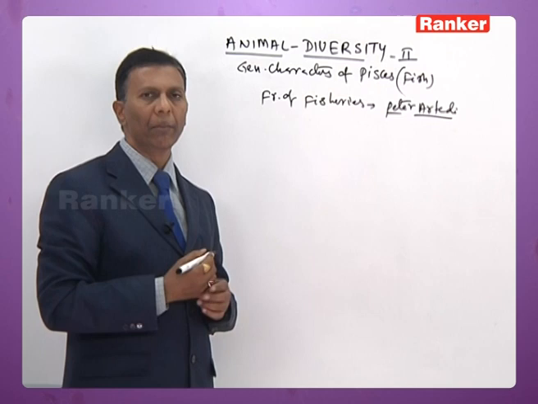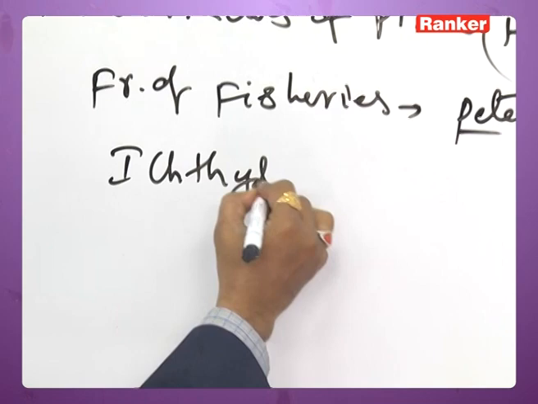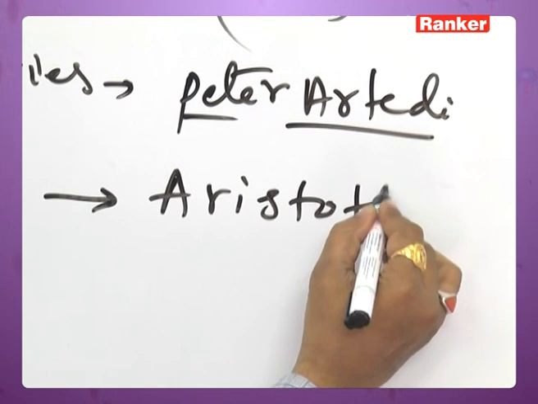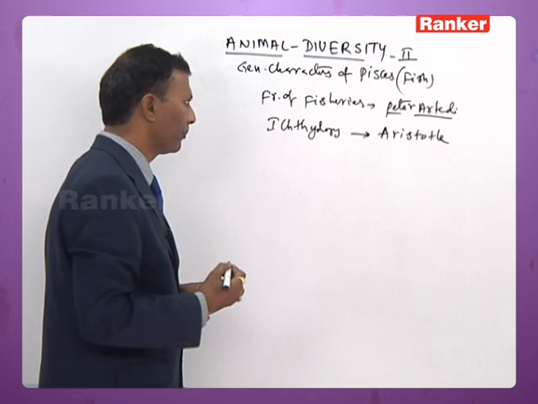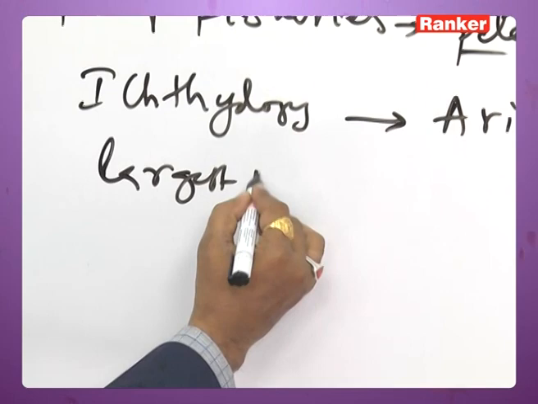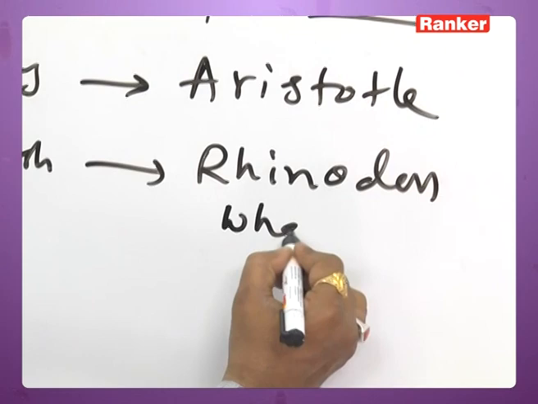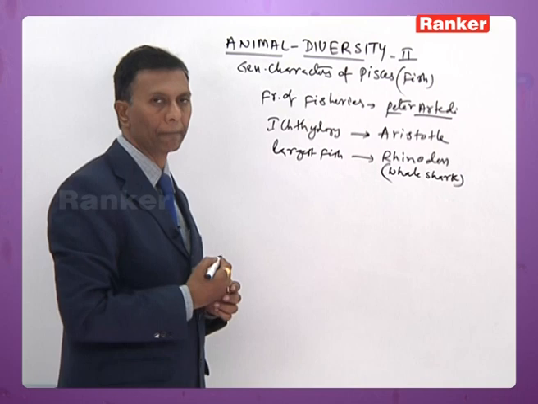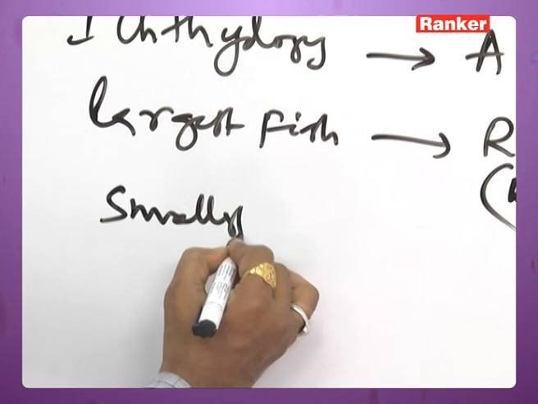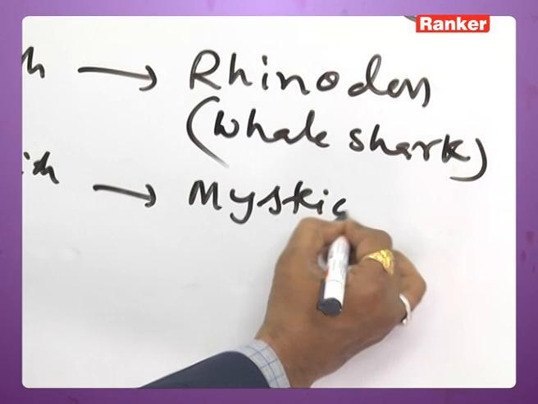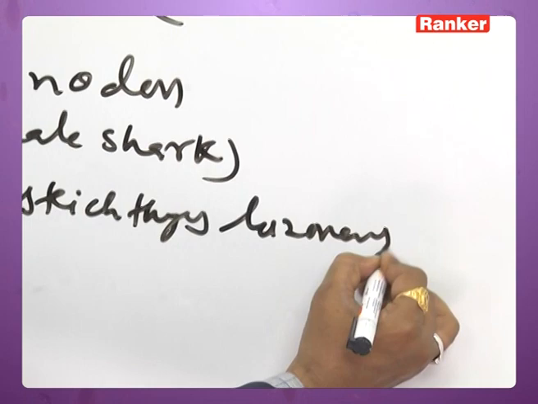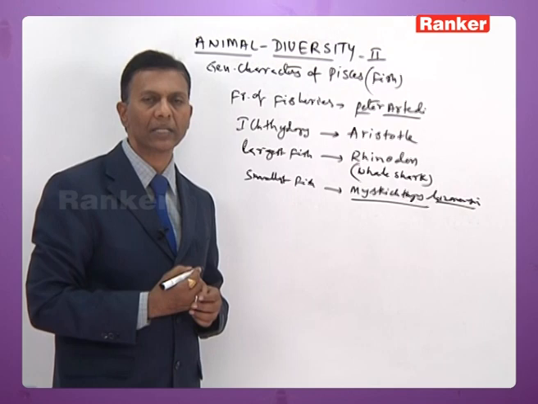Ichthyology is the study of fish, and father of ichthyology is Aristotle. The largest fish is Rhincodon, also called Rhynchodon. This is commonly called whale shark. The smallest fish is Mistichthys luzonensis.